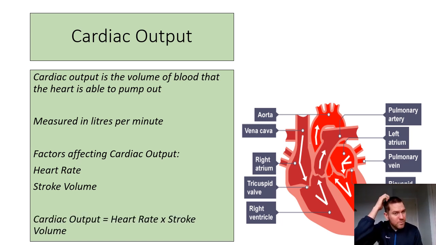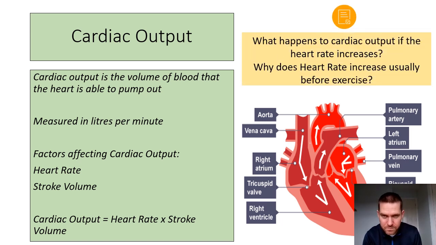So ultimately, that formula there, cardiac output, which equals heart rate times stroke volume, is the kind of formula we need to think about when we look at the term cardiac output. There are two questions here that we need to try and answer. What happens to cardiac output if the heart rate increases? And second of all, why does heart rate increase usually before exercise? We need to pause your video here, see if you can answer them.